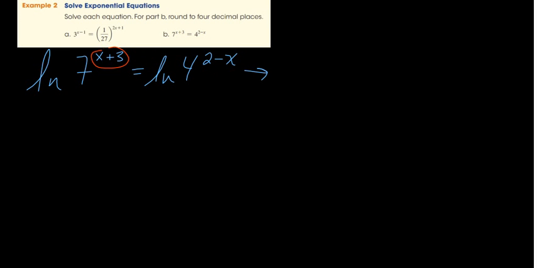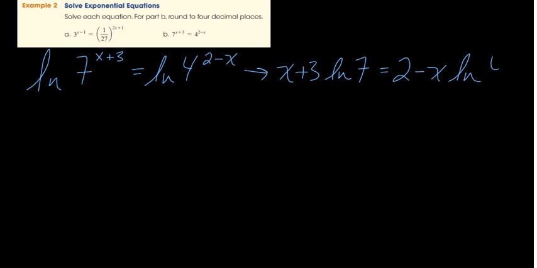By doing that, this becomes x plus 3. Now again, make sure you put that in parentheses. Actually, I'm not going to put it in parentheses, so I can show you what it would look like and show you the confusion, because this is a big deal. If I wrote it like this, you would read it as x plus 3 natural log of 7 and 2 minus x natural log of 4. Those are completely different numbers. We don't want to do that.